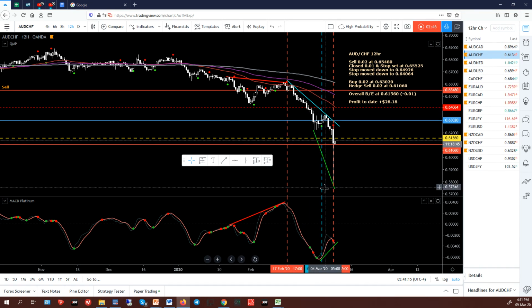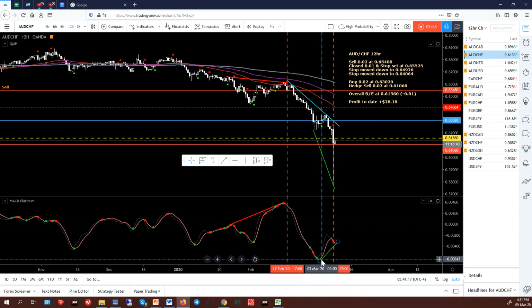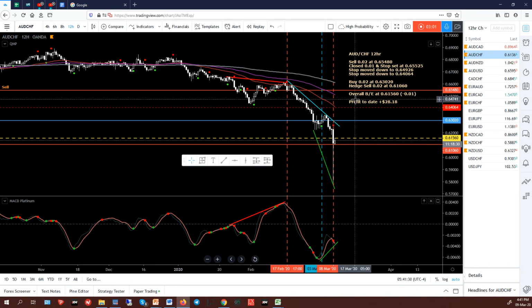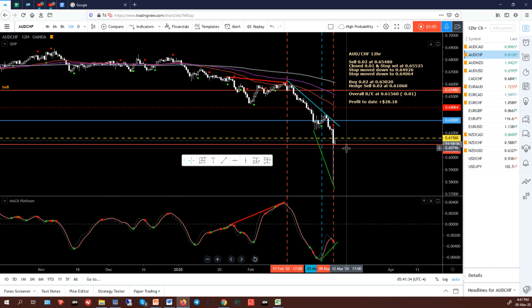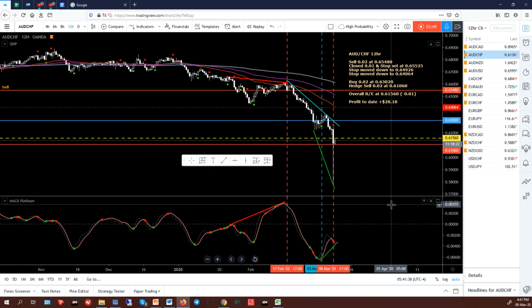Then I've started a second sequence here, which is a buy, which is the blue lines. And it's gone against me pretty well straight away. We've had this big drop down, so I've taken a hedge sell. So overall, I've got 3 trades on, and my overall break even is at that yellow dash level. And as long as price stays below that, if I close all 3 trades, I'm in profit.